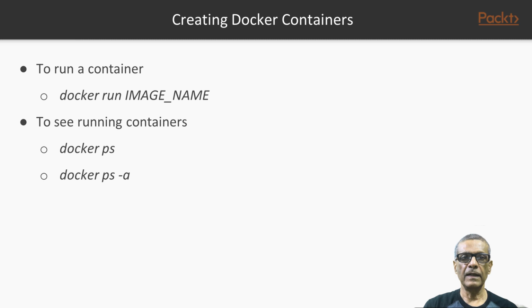To create and run a container, we will use the command docker run and the image name. And to see a list of containers, we'll use docker ps or docker ps -a. Or it can also be docker ps -l to see the last container that exited. Come to the terminal and type the command docker run ubuntu or docker run ubuntu latest.